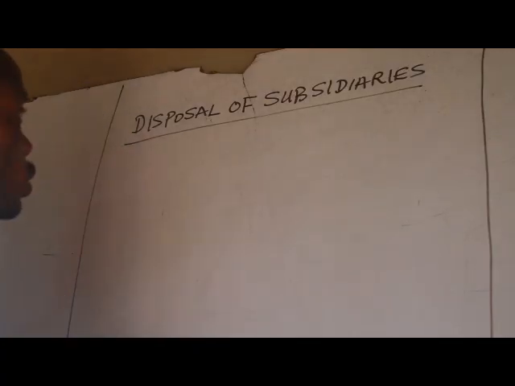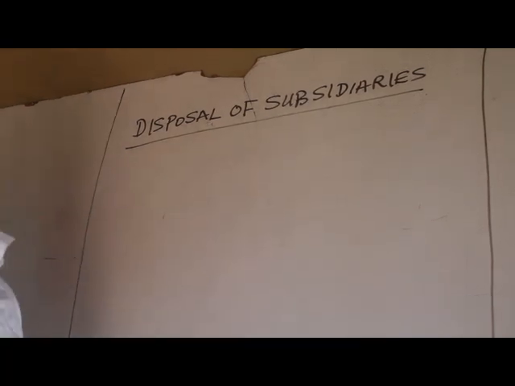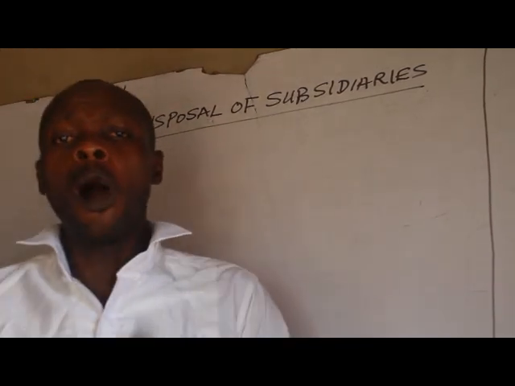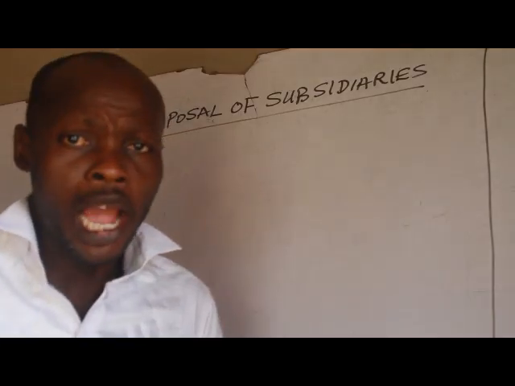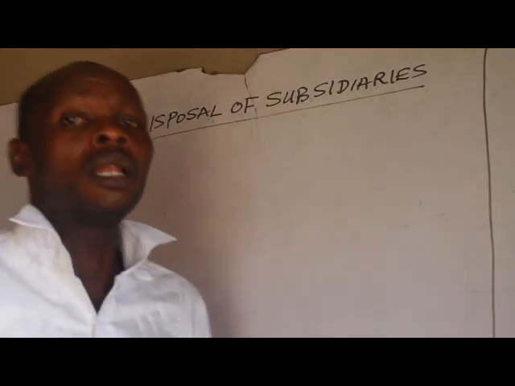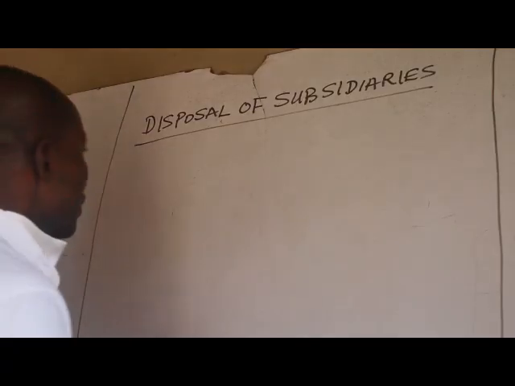Disposal of subsidiaries. What do we mean by disposal of subsidiaries? Disposal of subsidiaries is the sale of the parent company's shareholdings in the subsidiary company. That is disposal of subsidiary.